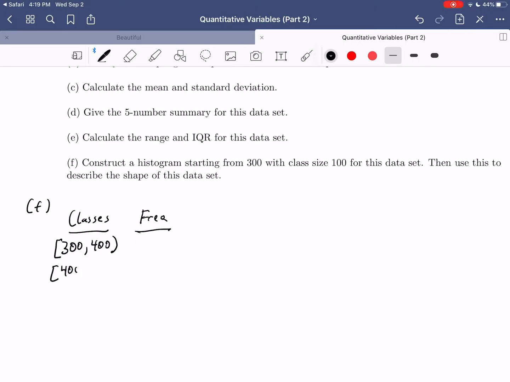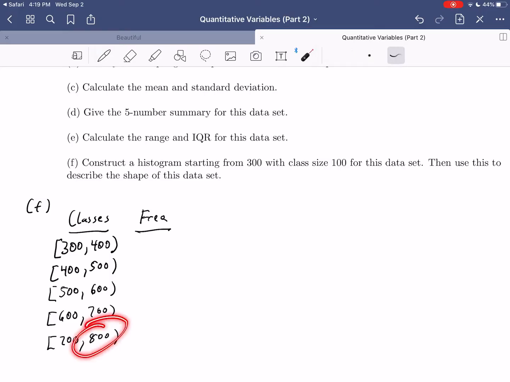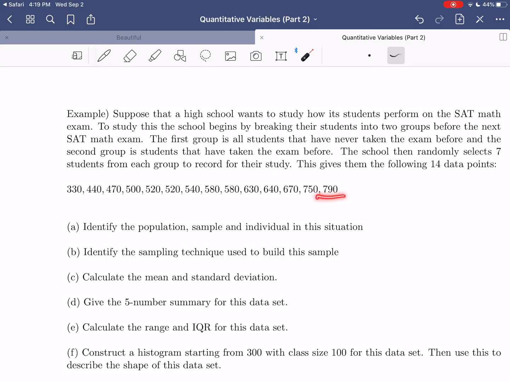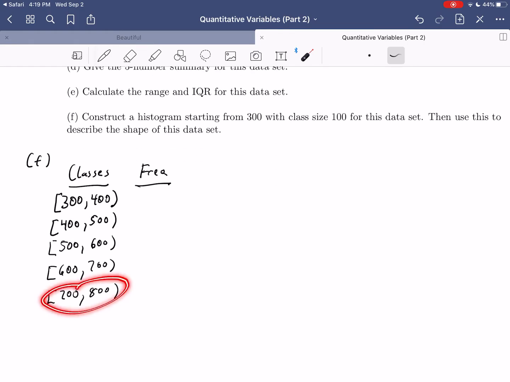Then we'll have 400 to 500. Always start the next one where the previous one ended. Then 500 to 600, 600 to 700, 700 to 800. Is that far enough? Can we just go up to 800? Yep, the highest score was 790, so they will land in here.